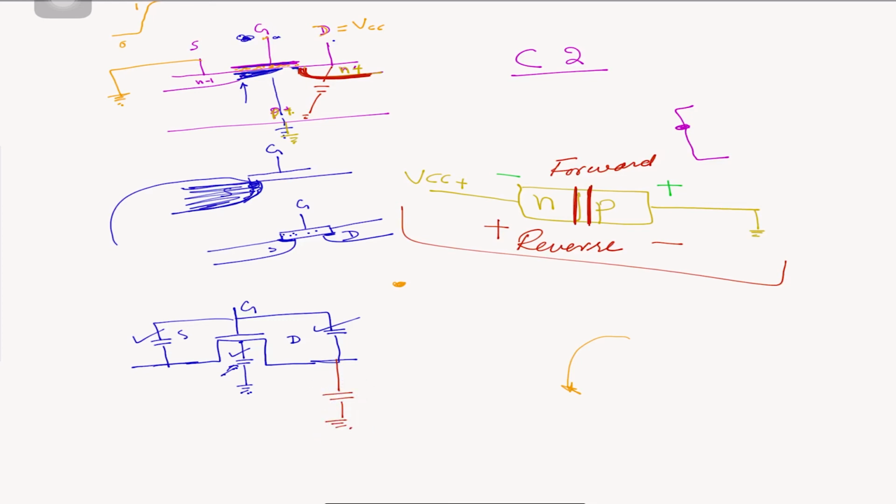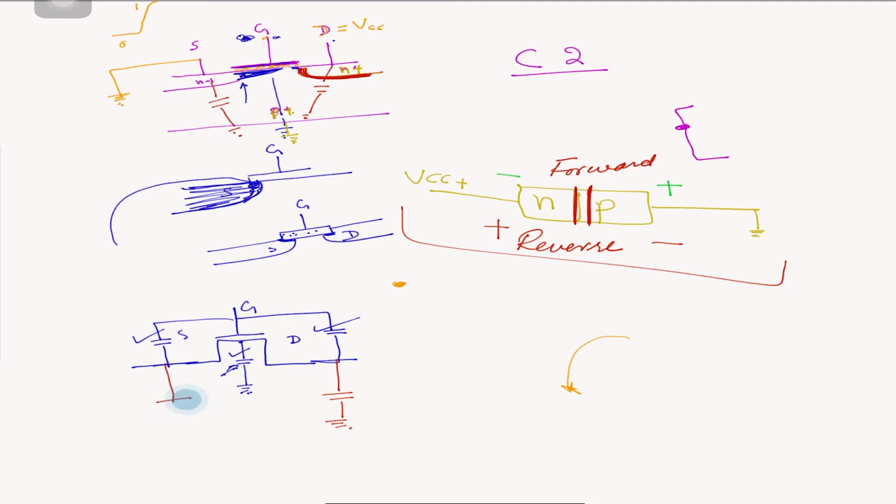It's the same thing with the source. Let's say in this picture both the source and the P are at ground, but with both of them at ground, you will not have the same forward-biased diode. It will be reverse biased. So there will still be some capacitance, though less in this case. The capacitance is the same, but the amount of charge accumulated is less. So there is a capacitance here as well.